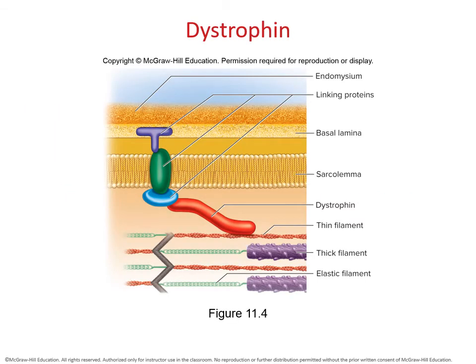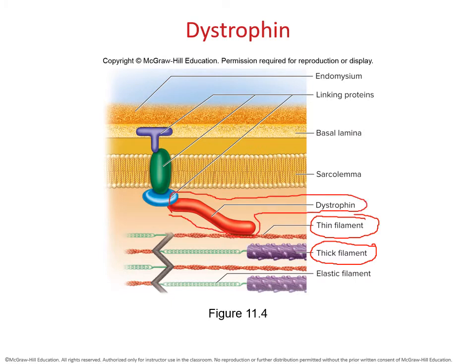Here is a look at what I'm referring to. So take a look at this. Let's start at the bottom of this figure. We have our thick filament, we have our thin filament, and as you can see right here in red, this is the dystrophin. So what the dystrophin is going to do is it's going to allow us to connect what's happening within the thin and the thick filament, which is happening on the inside of the cell.